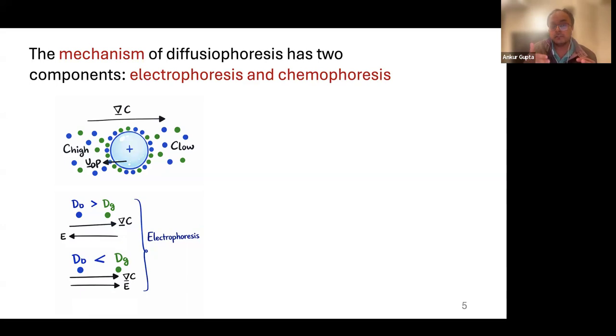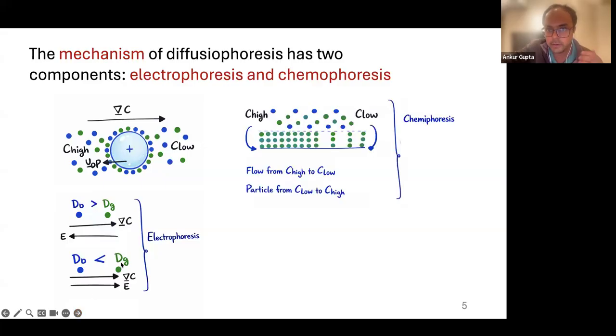In contrast, if my green ion is faster, then it basically has to be slowed down. And because it's a negative ion, the electric field will develop in the direction of the concentration gradient. So it can slow the negative ion down and keep it together with the blue ion. And so this is the phenomenon of electrophoresis. Naturally, this is only present when we have electrolytes. The other phenomenon is chemiphoresis.